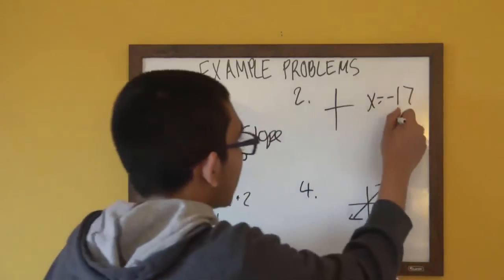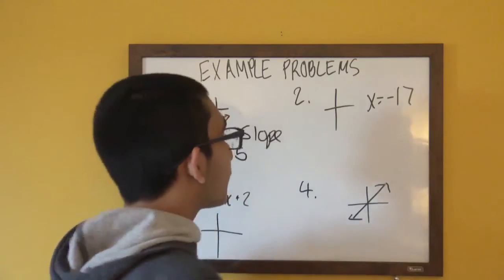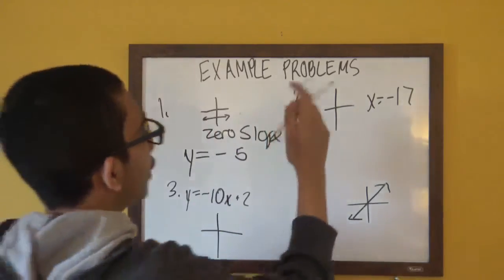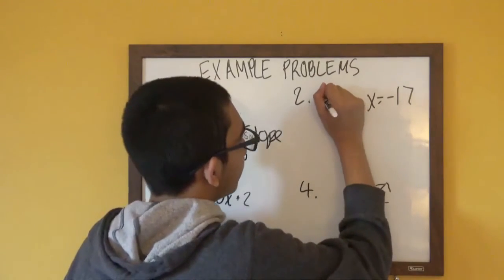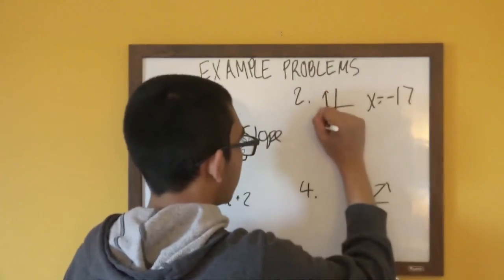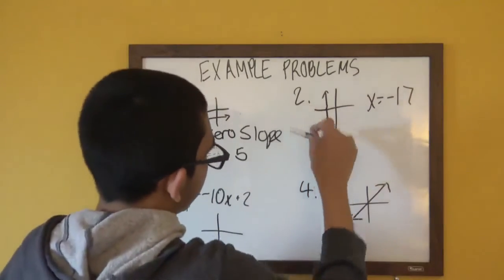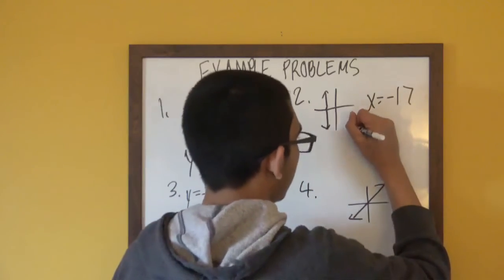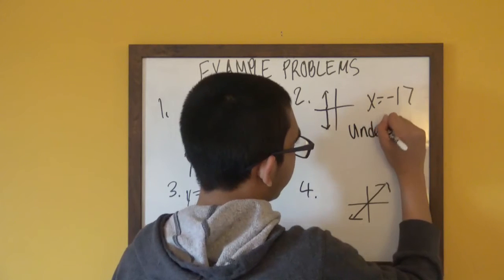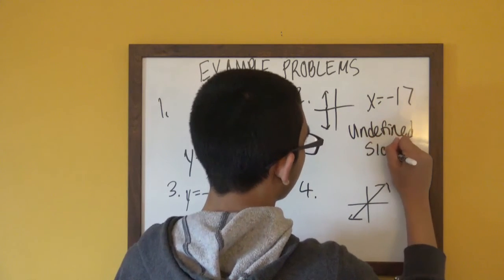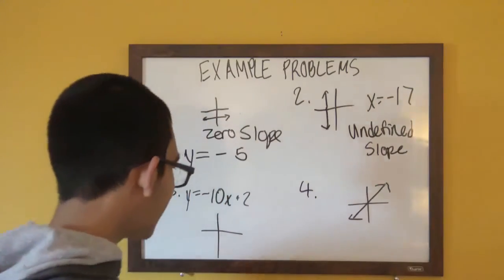And because it's x equals -17, we know that the x will be negative, so it will be on the left side, not on the right. So we're going to draw it on this side because it's negative. Vertically. That. Okay? And I'm sorry, but I forgot to write undefined slope. That's what this slope is, because it's only x equals -17.